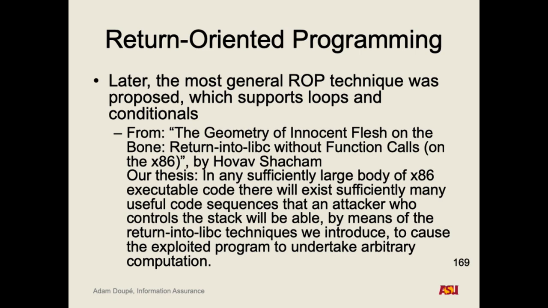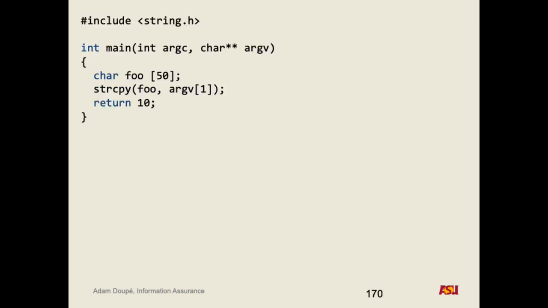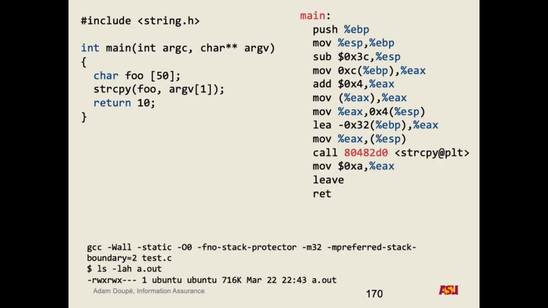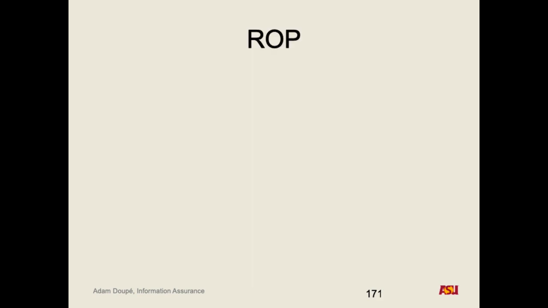There's a really good paper, The Geometry of Innocent Flesh on the Bones. And we'll look again at a very simple program. So now this is a vulnerable program that you could compile and play with. strcpy argv[1] onto foo. Is this any different from the previous example we saw? No, not really. And if we look at main, it looks essentially the same. These instructions are basically the same. So to follow along back home, you need to disable certain features, but if you do this, you will be able to compile a binary that does this.